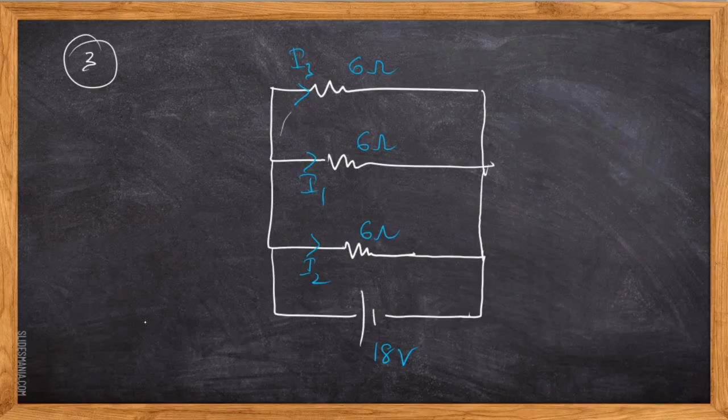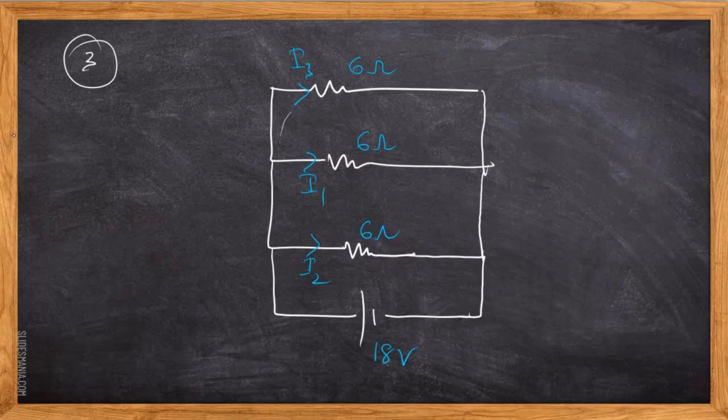Right, this is the third question. They are asking us to find I3, I1 and I2. Right, give it a try. Just try to find the answer first, and keep your answers ready, and let's go to the explanation now.